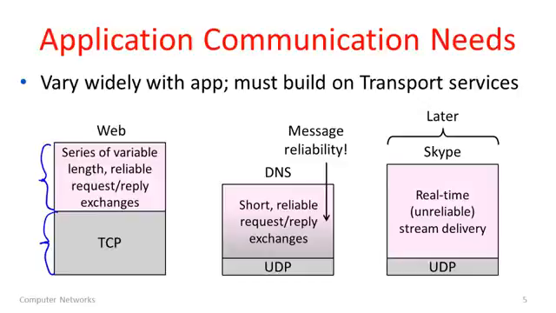A completely different example here is in the middle. The domain name system's need is, it says here, short, reliable request-reply exchanges. You'll have to trust me because we haven't seen the DNS yet, but it's going to send a series of very short messages to ask for these translations. Because it really needs to send short messages rather than a variable length and possibly long byte stream, it builds on top of UDP.